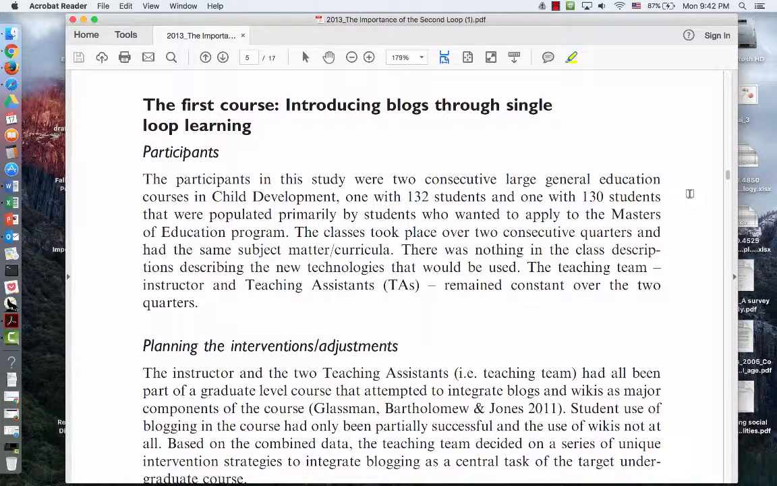Now it's time to look at two specific examples. The first example described a course that was designed based on the single loop learning. The second was based on the double loop learning concept. So let's look at the first course.